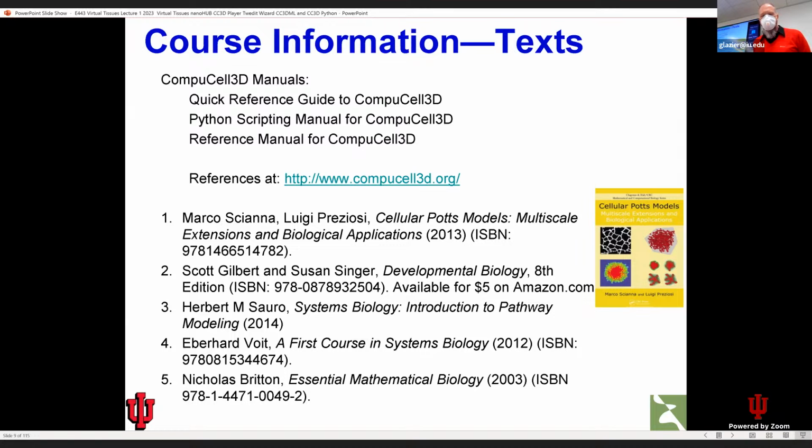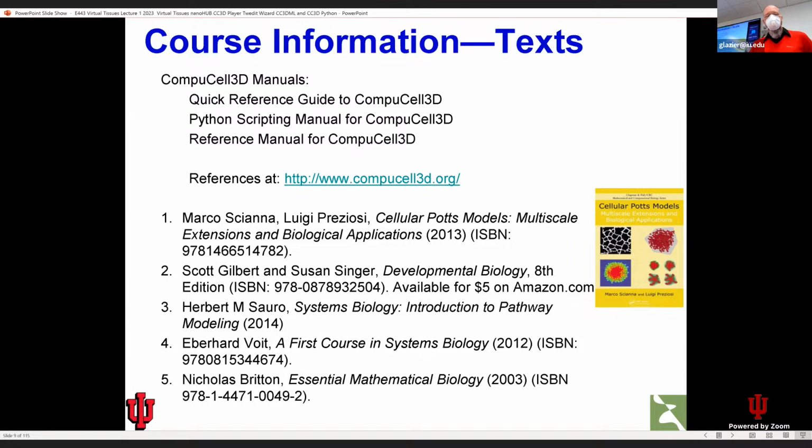The closest thing there is to a textbook on the methodologies we're using is about 10 years older. It's Scianna and Preziosi, Cellular Potts Model: Multiscale Extensions and Biological Applications, some of which use CompuCell. You'll actually recognize on the cover some pictures of an old version of CompuCell. But there isn't a formal textbook.